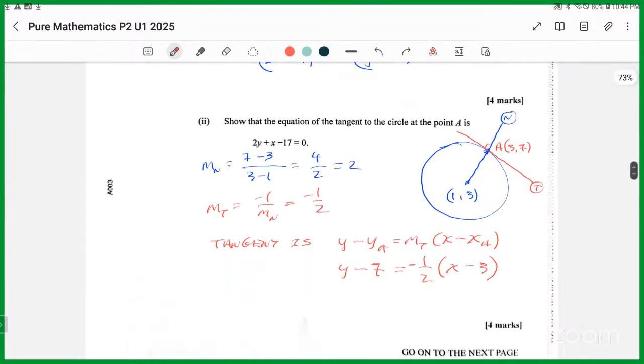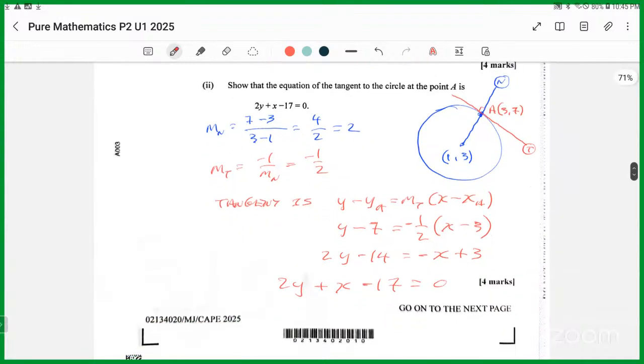Working towards it, we multiply across by 2 and get 2y minus 14 equals minus x plus 3. Then transpose over this side: we get 2y, the minus x comes over and becomes a positive x, this is minus 14, and then subtract the 3 more, we get minus 17. That's all equal to 0. And that has been shown to be true.